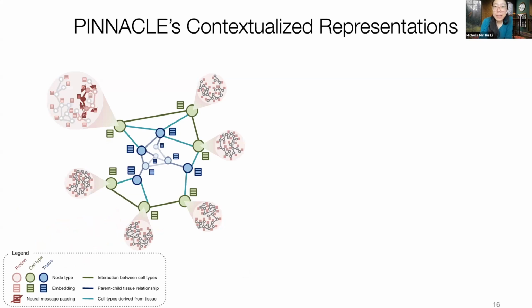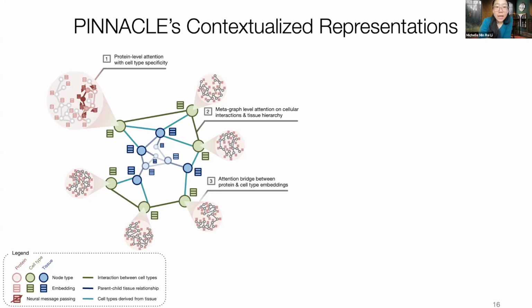So let's go a little bit deeper into how this is mathematically formalized. There are three key components of PINNACLE. There's the protein level attention mechanisms with cell type specificity, metagraph attention mechanism on cellular interactions and the tissue hierarchy, and an attention bridge between the protein and cell type embeddings.